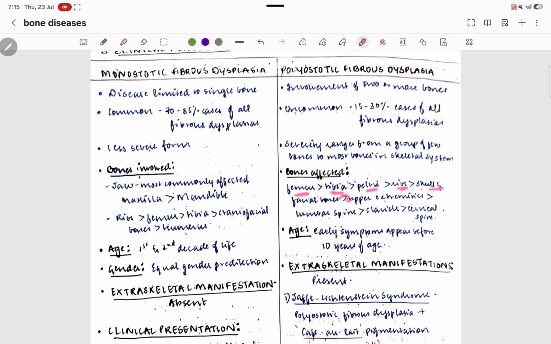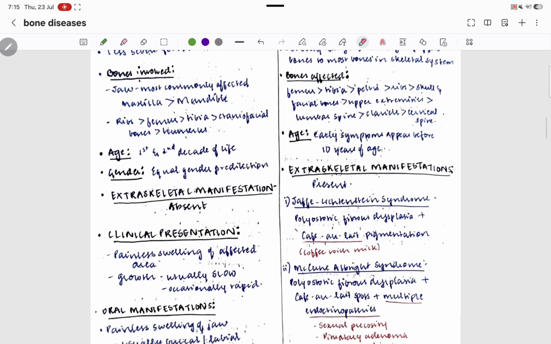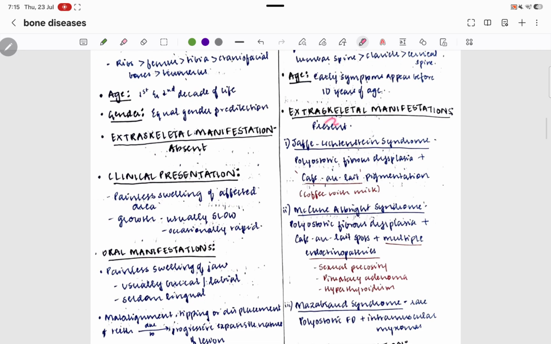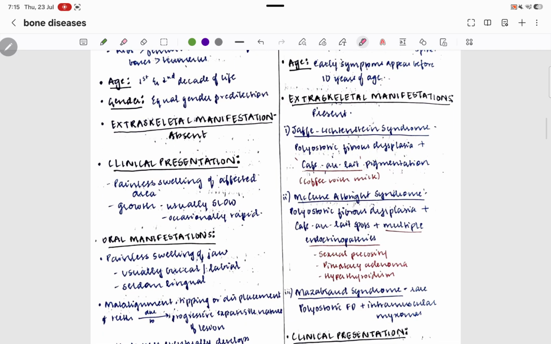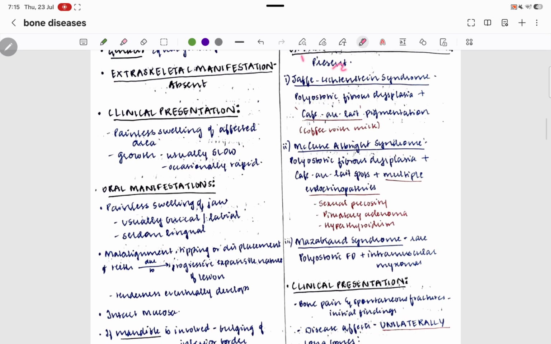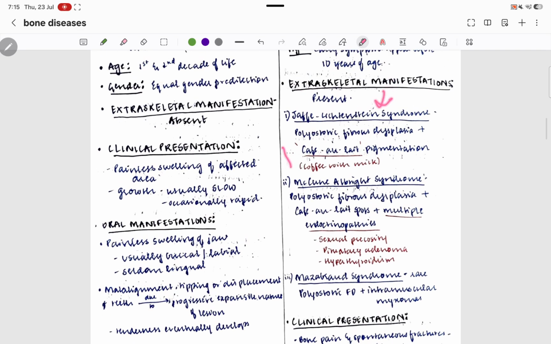So majorly occurring in long bones. Then coming to your smaller bones, right? Then it has an extraskeletal manifestation. Unlike the monostotic, it is present in other bones as well. So in this we're going to study two syndromes, as I told you earlier. First is the Jaffe-Lynch syndrome and McCune's syndrome. So what is Jaffe-Lynch syndrome?